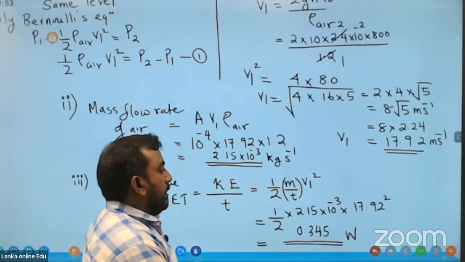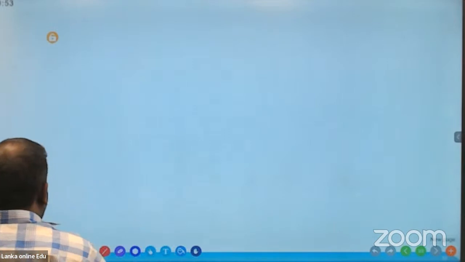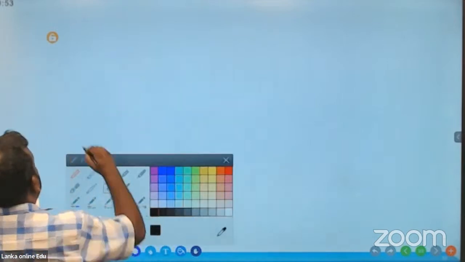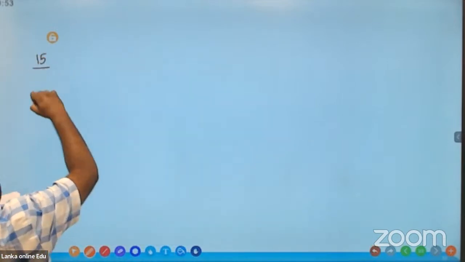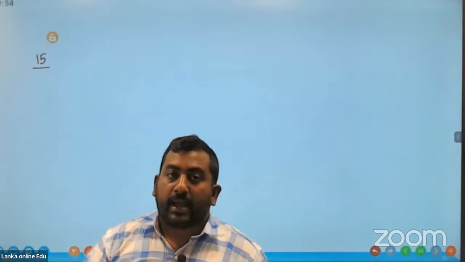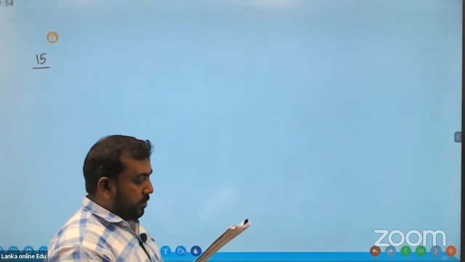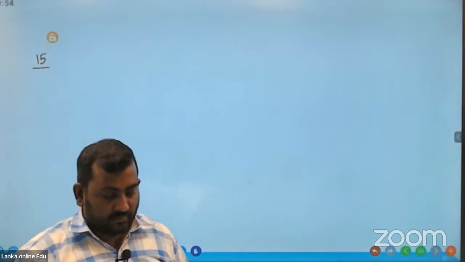Okay. We move to the next question, question number 15. Bernoulli's equation of fluid flow can be written as P plus half rho V squared plus rho g h is constant, where all symbols have their usual meaning. Part A, Roman 1.